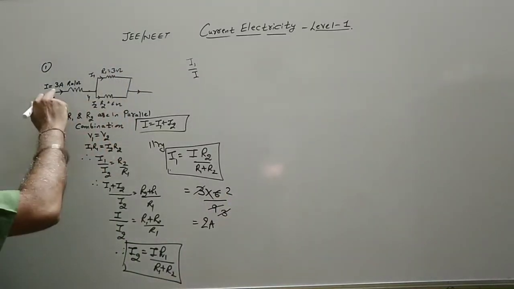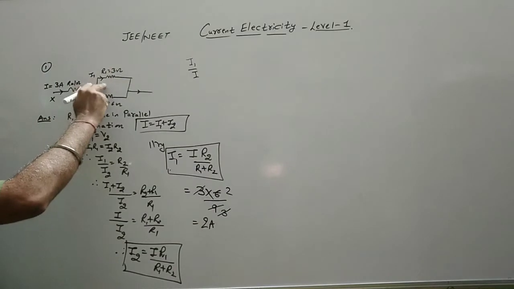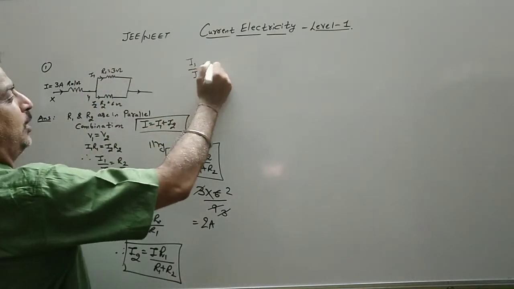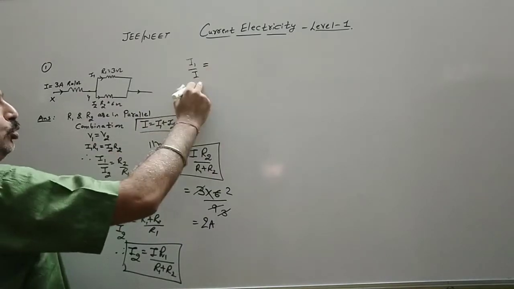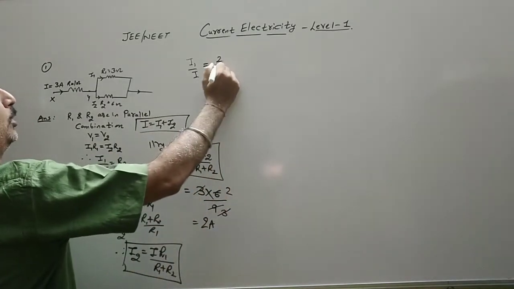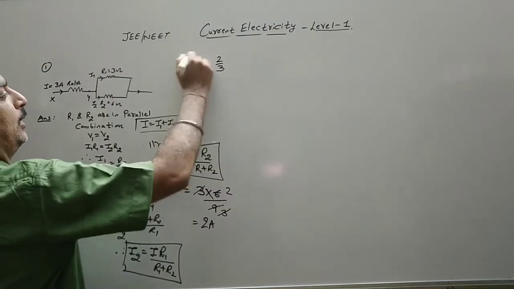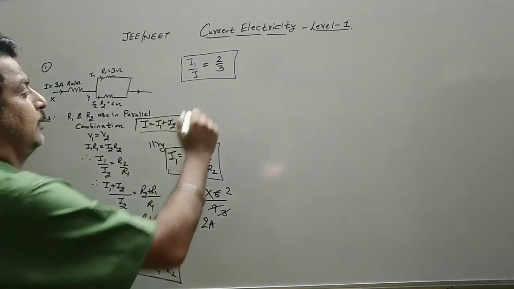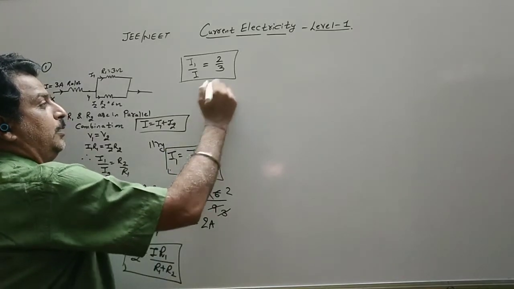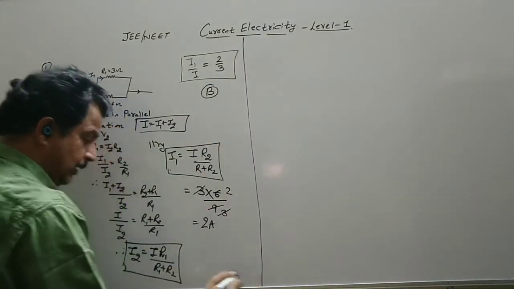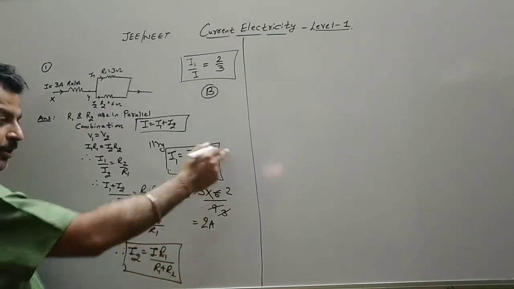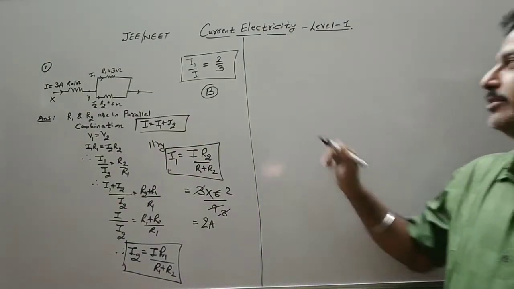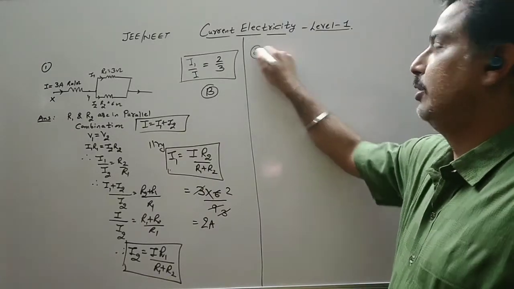So out of this 3 ampere, 2 amperes flow through this resistance, so the remaining 1 ampere will flow through this. We want to find out the ratio of I1 to total I. So I1 is 2 ampere and total is 3. So the ratio is 2 by 3, that is option number B. So you can remember these two formulas, that is the division of the current when two resistors are connected in a parallel combination.